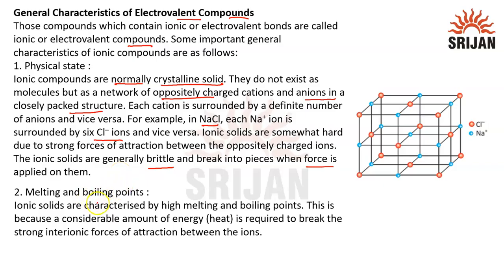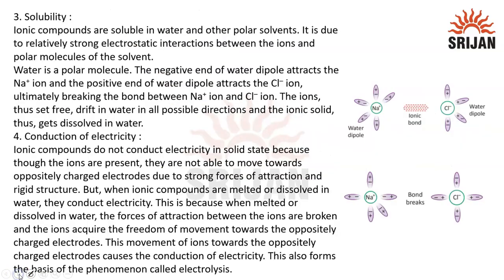Now the next is melting and boiling point. Ionic solids are characterized by high melting and boiling points, again because a considerable amount of heat is required to break the strong interionic forces of attraction which are present between the ions.